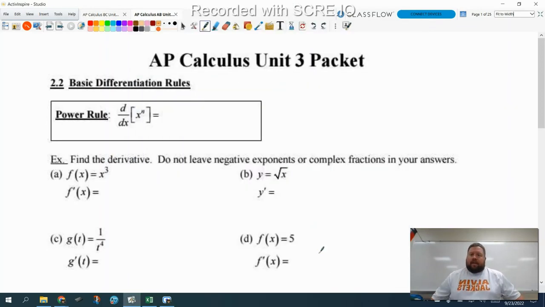All right. Today we are going to start learning the differentiation rules. So we've learned how to take a derivative. We've done it the long way with the definition of derivative. Now we're going to learn how to do it the fast way.